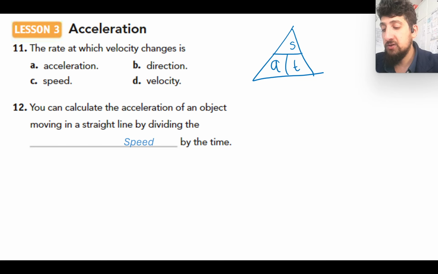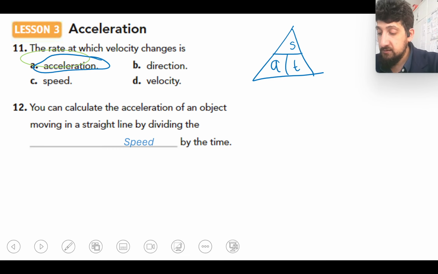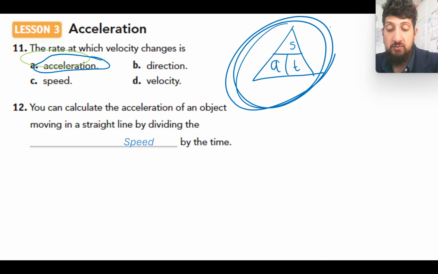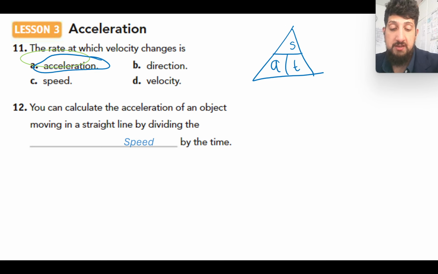So let's have a look. The rate at which velocity changes is acceleration. And of course, you can calculate the acceleration of an object moving in a straight line by dividing the speed by the time. That's the formula for acceleration. You're going to have two formulas. Speed equals distance over time, but then change in speed over time is acceleration. So acceleration is change in speed over time.